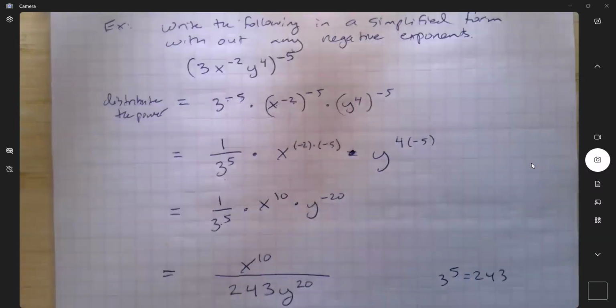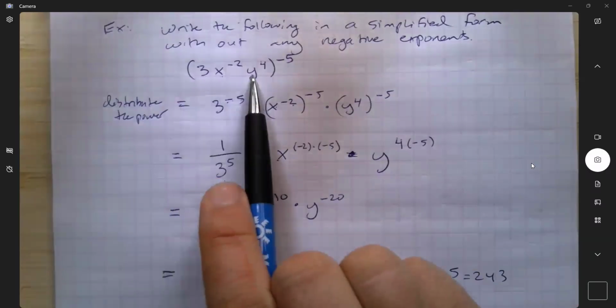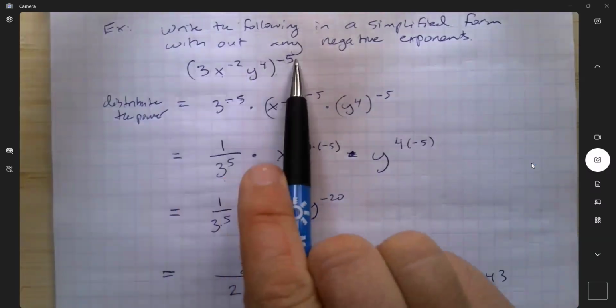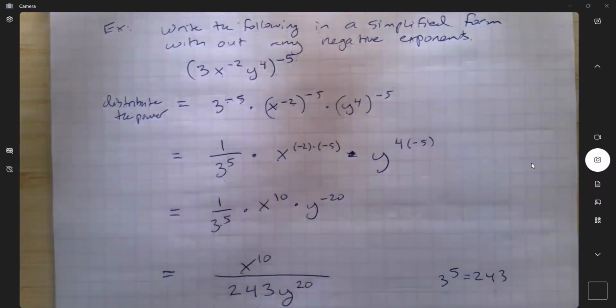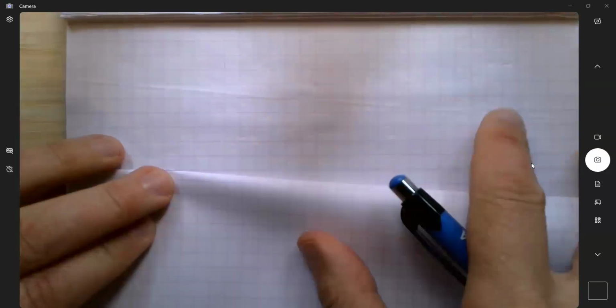I started with the quantity 3x to the -2, y to the 4, raised all that to the -5. That's the exact same expression as x to the 10 divided by 243, y to the 20. Okay? I'll just do one more example and that'll wrap up the video.